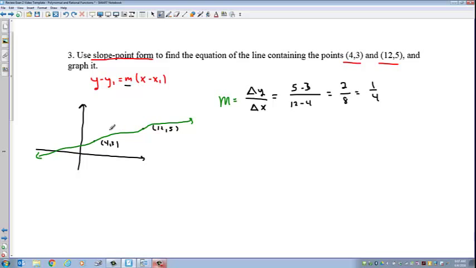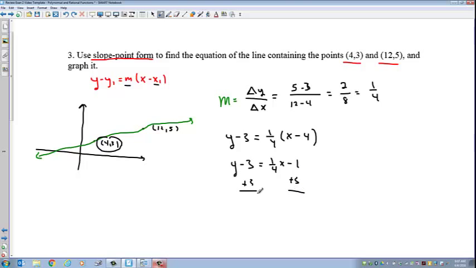So now that I have the slope, I need a point. I have lots of points. I'm going to choose this point to plug in because it's smaller. So I have y minus y sub 1, which is my 3, equals 1/4 times x minus x sub 1, which is my 4. And I simply solve this for y, so y minus 3 equals 1/4 x minus, now 1/4 times 4 is a 1, and then I add 3 to both sides, and I get y equals 1/4 x plus 2.